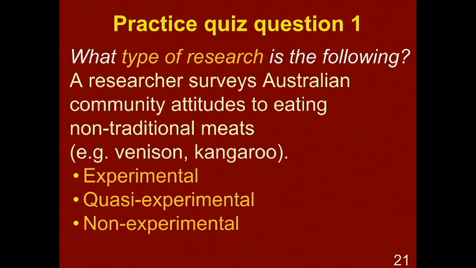Heard a few non-experimentals. There's no groups. Okay, so the key thing is no mention of any groups. We just got one group, the Australian community and their attitudes.